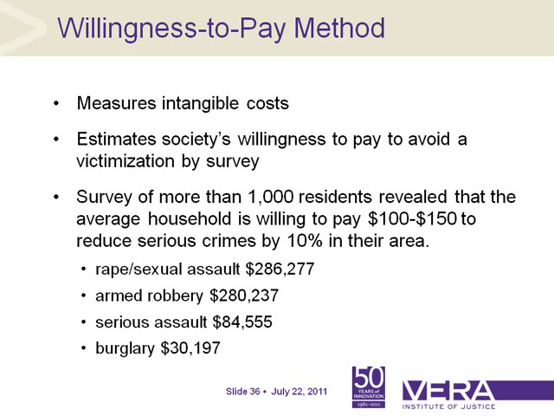So sparing you all of the formulas behind this, what this translates to is a willingness to pay, or a cost per rape or sexual assault, of $286,277, and armed robbery more than $280,000, serious assault more than $84,000, burglary more than $30,000. The interesting thing about willingness to pay is that it is supposed to be more closely aligned with the societal perspective. However, it tends to generate estimates that are higher than some of these other approaches, and in fact, the estimates for rape, sexual assault, and robbery are quite a bit higher than the ones we found in our study.